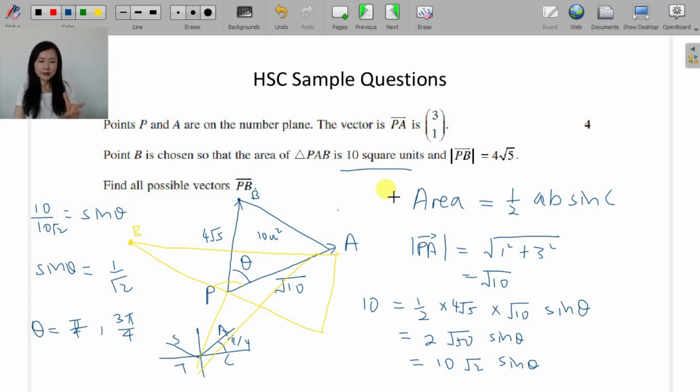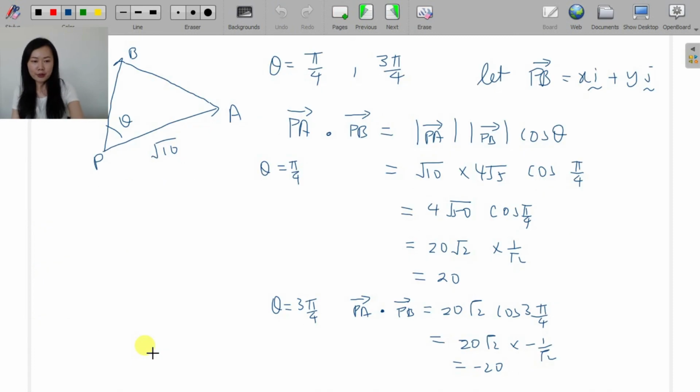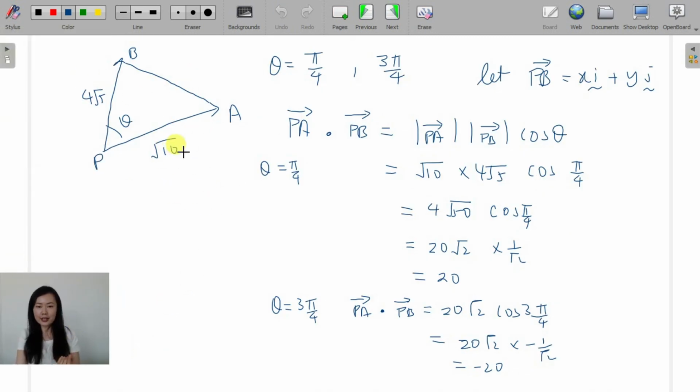I was like, okay, it's something to do with area. Let's figure out what that is for. And we figure out the angle. Okay, we found the angle. So what is the angle used for? To find the dot product. And so that's this part, right? So this is for finding the dot product. Okay, so we found the dot product and realized, oh, the dot product is 20 or minus 20.